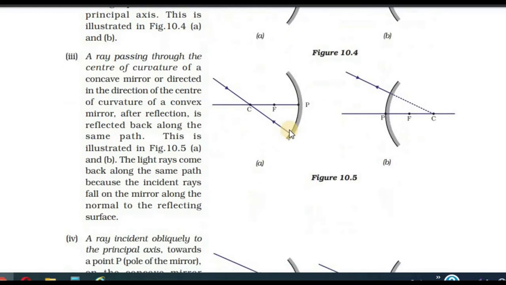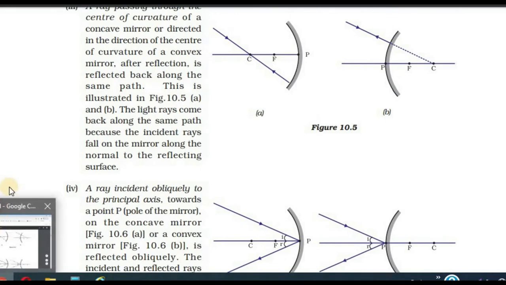Now next, any light ray which is passing through the center of curvature, after reflection also, follows the same path. A ray passing through the center of curvature of a concave mirror, or directed in the direction of the center of curvature of a convex mirror, after reflection is reflected back along the same path. Simply, we can say any light ray incident through the center of curvature follows the same path after reflection. The same is true here also. The light ray is supposed to move through the center of curvature, and after reflection it follows the same path. You have to remember all these rays while drawing our image formation pictures.